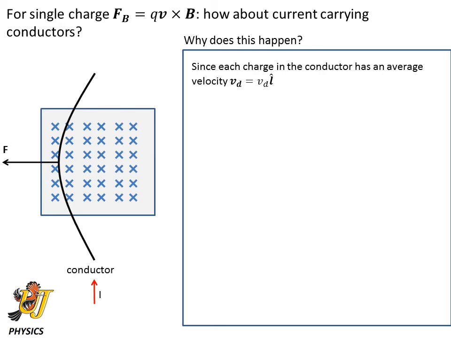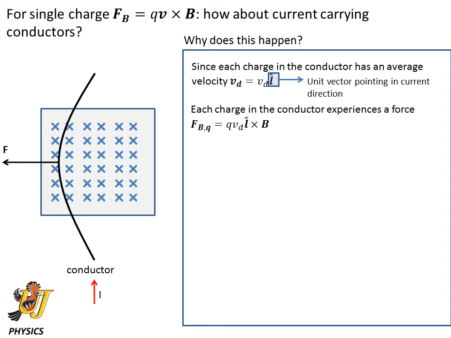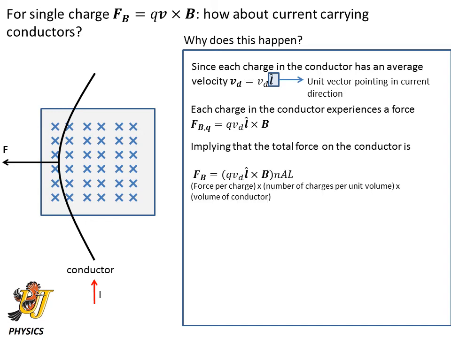If we assume that each charge carrier in the conductor has a drift velocity equal to the drift speed in the direction of current flow, we can write the force that this charge will experience as a cross product between its velocity and the magnetic field, multiplied by the charge it carries. In this case, the direction of the force is now determined by the direction of current flow cross with the magnetic field vector.